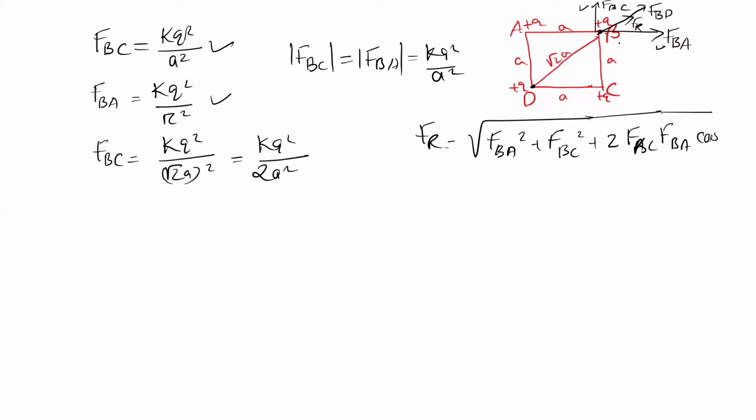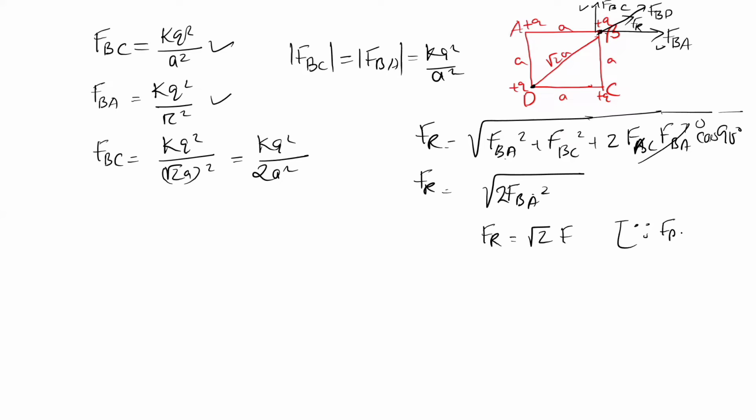Here theta will be 90 degrees, because if you see here, these two forces are at right angle, so this is 90 degrees. And cos 90 is 0, so this entire term will be 0. You will have the resultant force Fr. These two are equal, so you can just take F of BA square, and if you add it, you will have a 2 here. So Fr is equal to root 2 F. Since the force on B due to A and the force on B due to C are equal, it is considered to be F here.